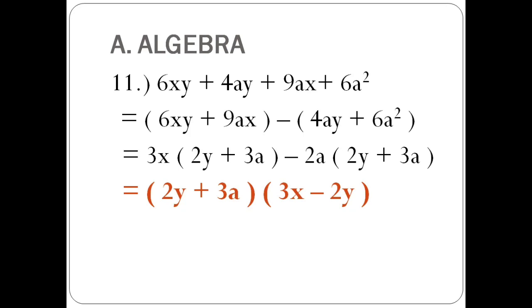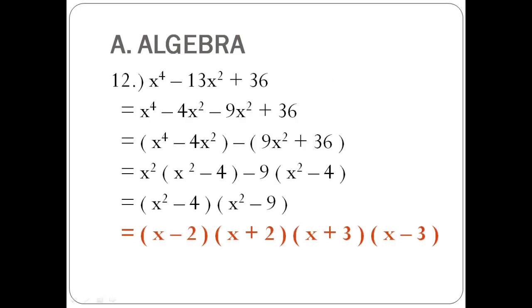Next and the last step is to factor them. Factor out the 2y plus 3a in the expression of 3x and 2y plus 3a minus 2a and 2y plus 3a. The final answer is 2y plus 3a and 3x.